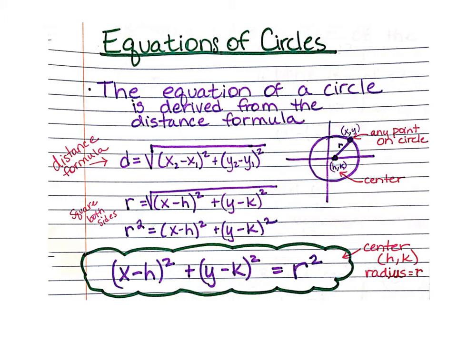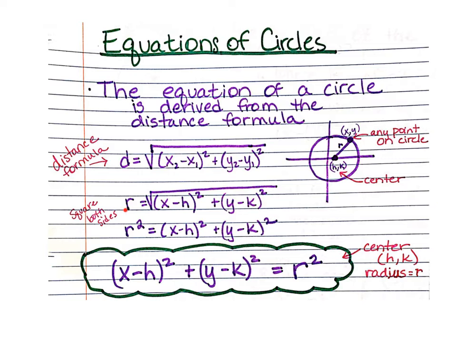Okay, so the equation of the circle was derived from the distance formula, and we're all familiar with the distance formula. We've been using it all year. When you want to find the distance between two points, you do x1 subtracted from x2, then square that, plus y2 minus y1, square that, and then you take the square root of it and you get the distance. So that distance right there is actually the radius, and it wouldn't matter what point you used on the circle because that distance is going to be the same for all of them, if you're doing the distance from the center of the circle.